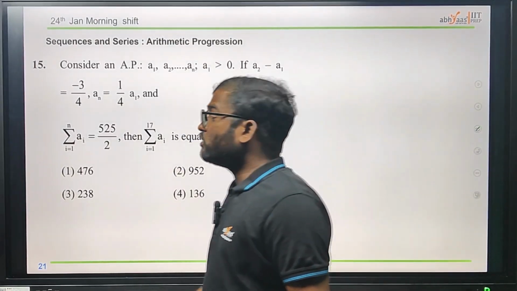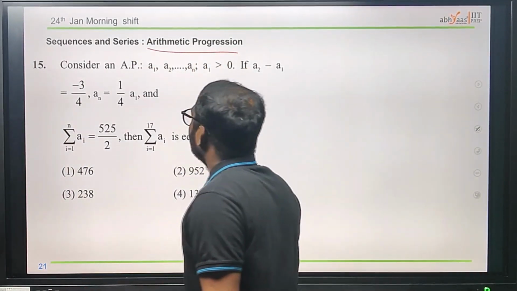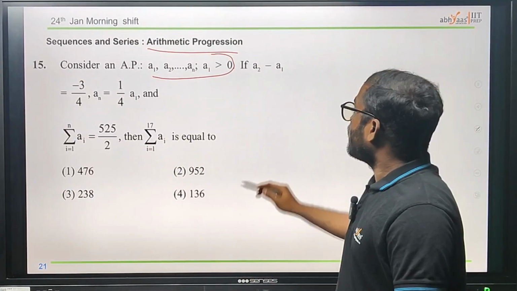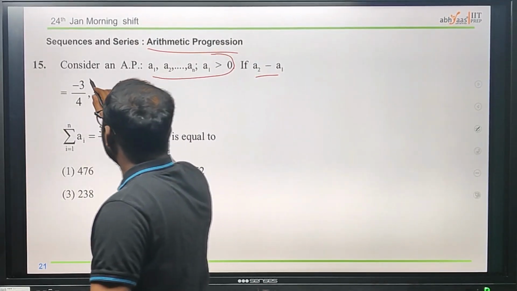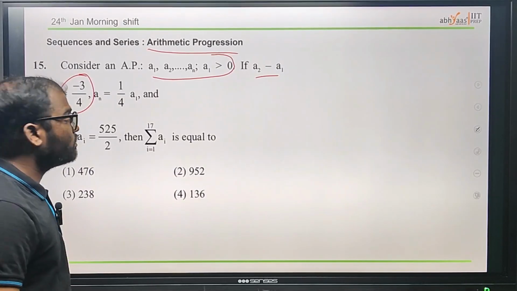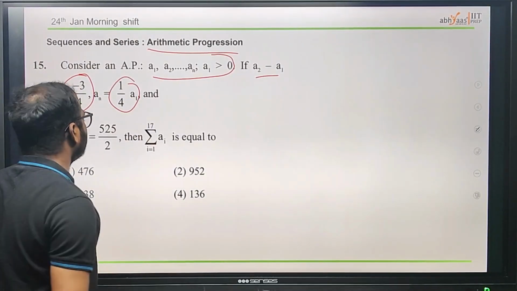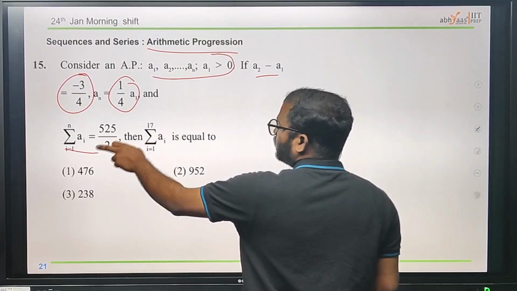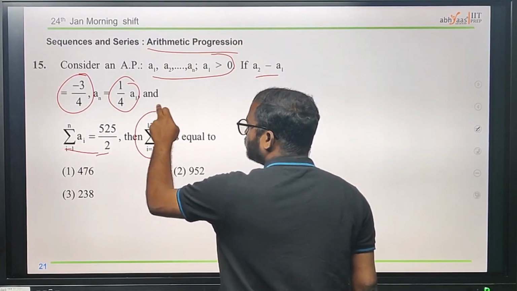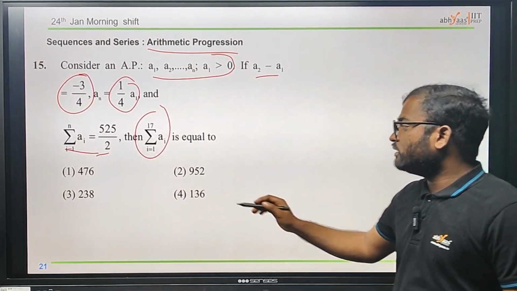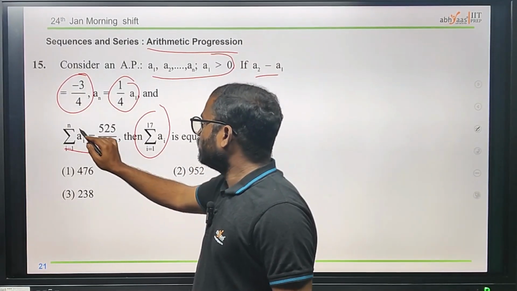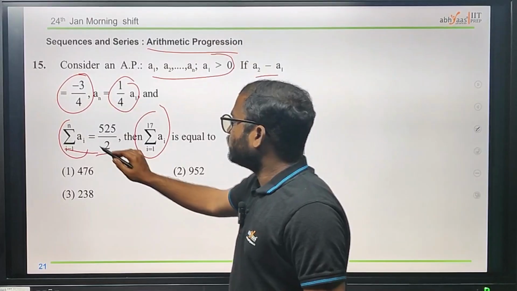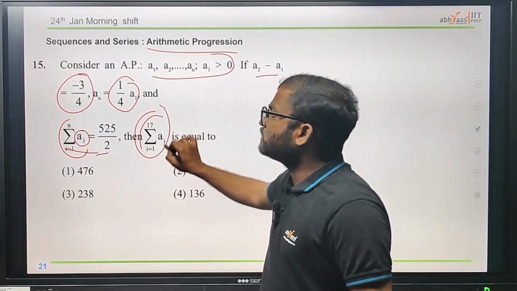Now next we are on the basis of sequence and series, which is on the arithmetic progression. Consider this as an AP, which is greater than 0, and if A2 minus A1 is equal to minus 3 by 4, AN is equal to 1 by 4 into A1, then what is the summation of 1 to 17 AI? Ultimately we need to find this. They already gave 525, so we can easily find the AI. After that we just sum it.